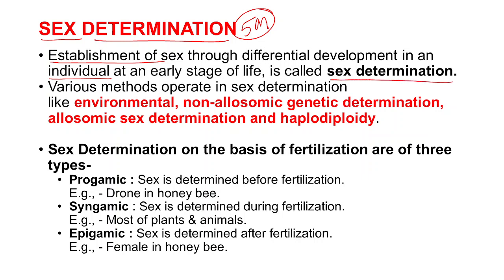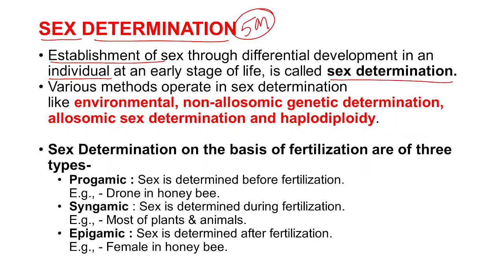It means when an organism is to be produced, it should be given a particular sex, whether it should develop into male or it should develop into female. The determination or fixing of the sex of the individual, whether it should develop into male or female, that particular phenomenon is termed as sex determination.